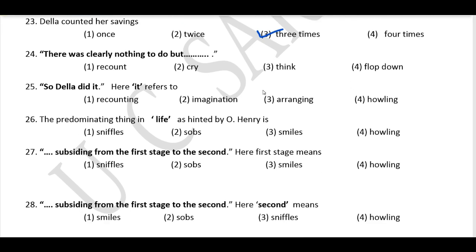Okay. Then number 24. There was clearly nothing to do but what? Because she was totally helpless. Because her savings was too little to buy a handsome gift for Jim, but to cry or flop down. So there is also howling and flop down. Both are there in the text, but the first option is flop down.